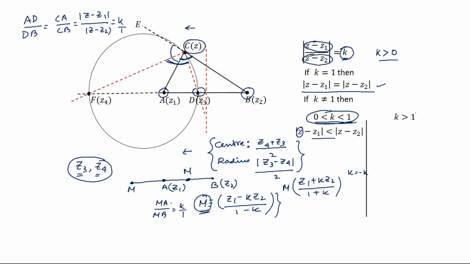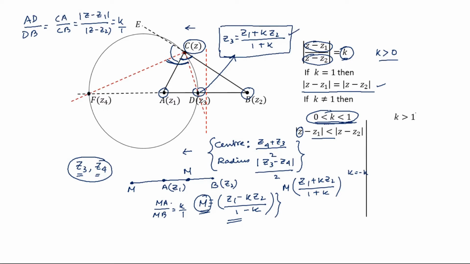Therefore, the complex number Z3 will be nothing but, since it is an internal division, (Z1 plus k times Z2) divided by (1 plus k). Just now I have explained this one. The complex number which is associated with Z3, that is the point D, is this.